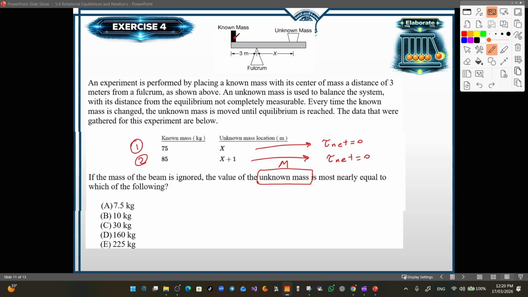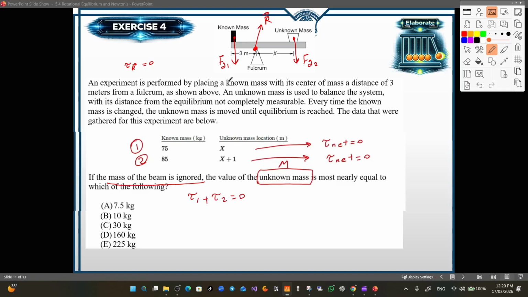The first force acting on the beam is the weight of the known mass, which is perpendicularly downward. This is Fg1. The second force is the weight of the unknown mass, which is also acting downward. This is Fg2. We ignore the force of gravity on the beam, because the mass of the beam is ignored. We only need to consider the reaction force from the fulcrum. However, the torque because of this force equals 0, since this force is passing through the pivot, or the fulcrum.